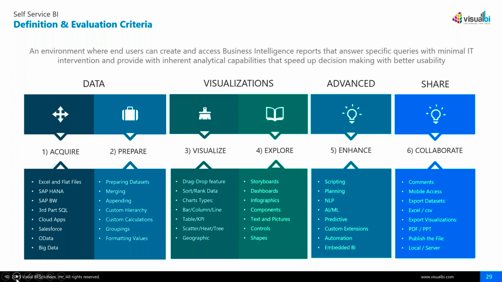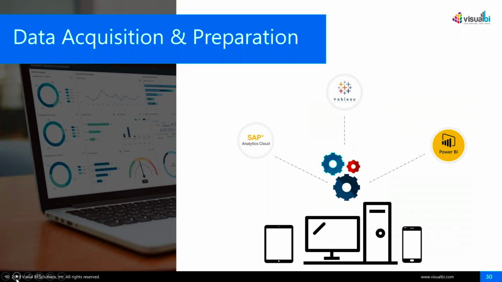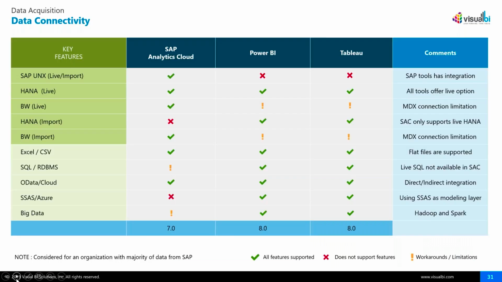When we do the evaluation, there are 6 major criteria. One is on the data side: what kind of data sources we could acquire, what kind of blending and modeling preparation, then visualizations, then advanced modern BI, and then sharing and collaboration. So these are the broad aspects to compare tools. We will touch on data acquisition and preparation now.